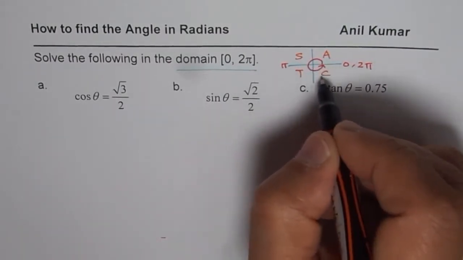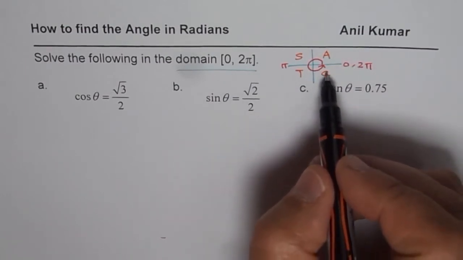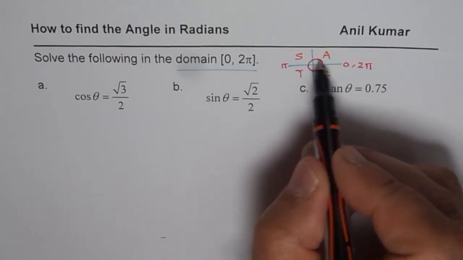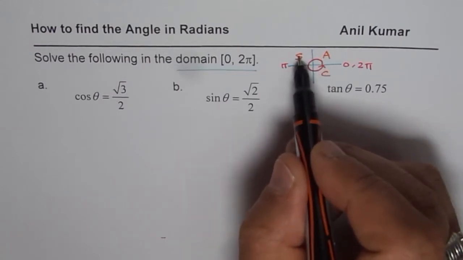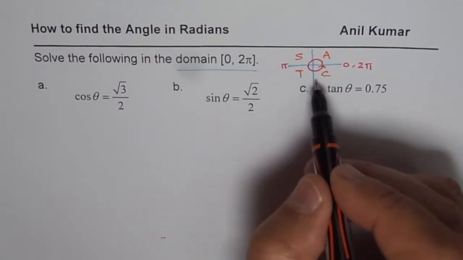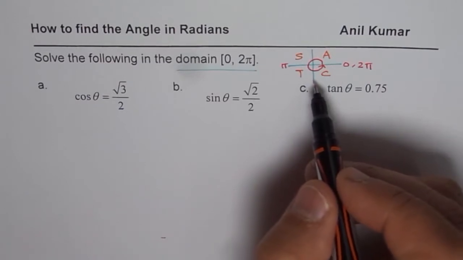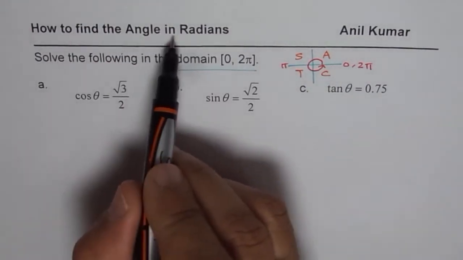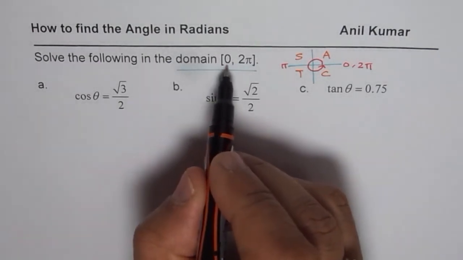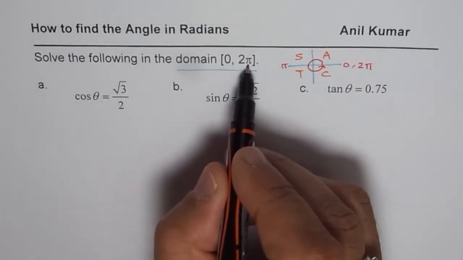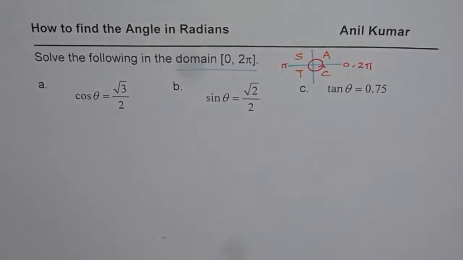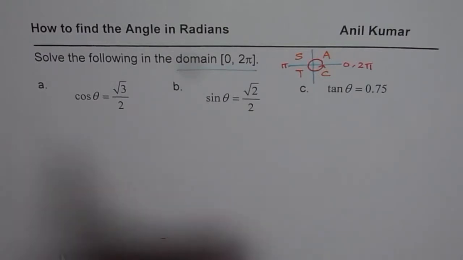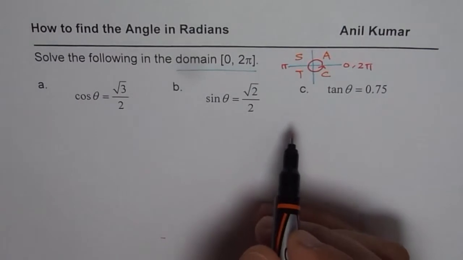That helps, right? Some people remember this as the CAST rule. Some say "All Students Take Calculus" or "All Silver Tea Cups." Either way you remember, that is what it is. So I hope the point is very clear. We need to find the angle in radians since the domain is given in radians, 0 to 2 pi. That is what the question really is. I've taken simple examples, but a very important concept. So let's begin by solving these three equations.